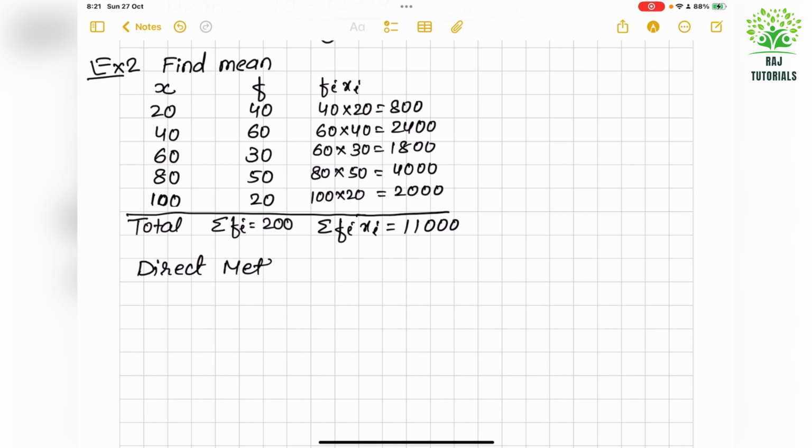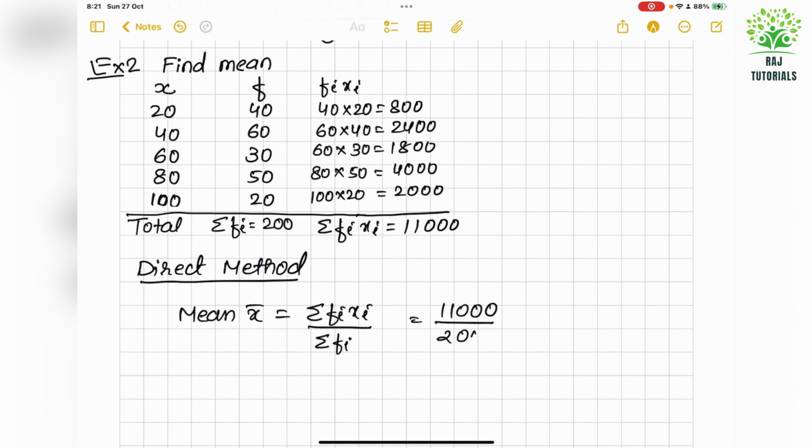So now the direct method, the easiest method, where values will be bigger but the calculation will be shortest. Mean x bar equals sigma fi xi upon sigma fi. So that will be 11,000 upon 200. So 0 cut, so 55 will be my answer. So my mean came as 55.